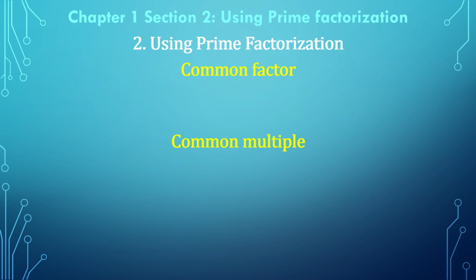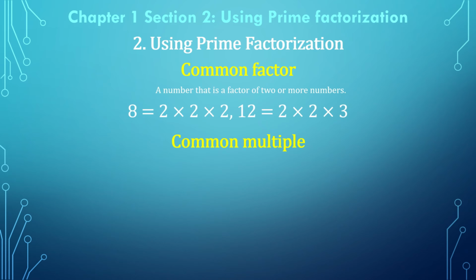Then let's check common factor and common multiple here. Common factor is a factor of 2 or more numbers. For example, 8 equals 2 times 2 times 2. 12 is 2 times 2 times 3. That means 8 and 12 have 2 as a common factor. You can also say they have 4 as a common factor.